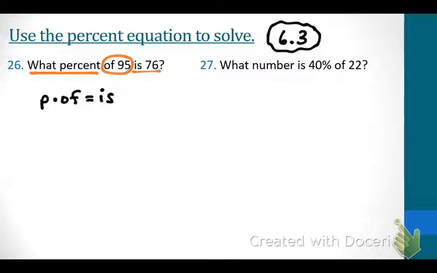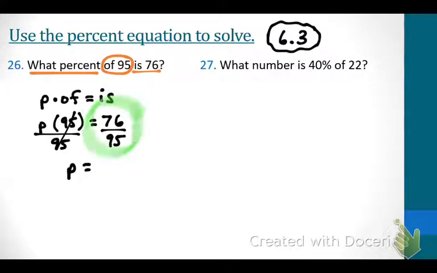Kaylin, what is the P? It's just P because we don't quite know it yet. What's my of? 95, so I have to multiply that by 95 equals, what's my is? 76. Good job. Now, Kaylin, how do I get P by itself? Divide by 95, okay? And we're going to do that on both sides. On the left-hand side, this is going to cancel out, and I am just left with P equals. What do I do with this now, Kaylin? I divide it. What is 76 divided by 95?